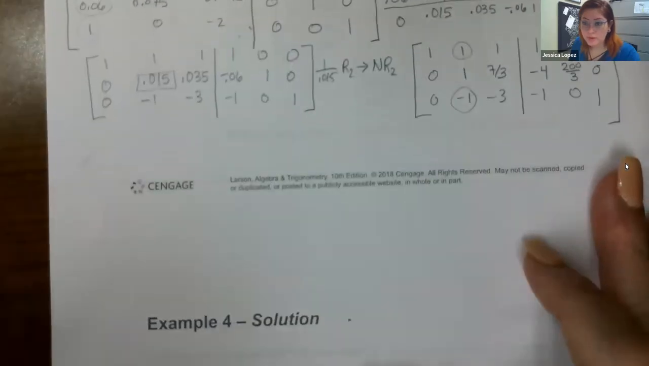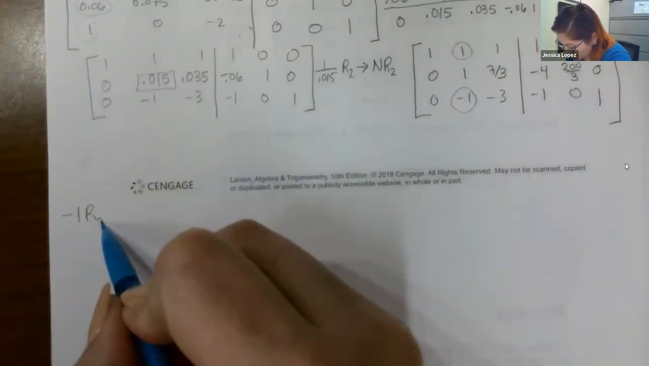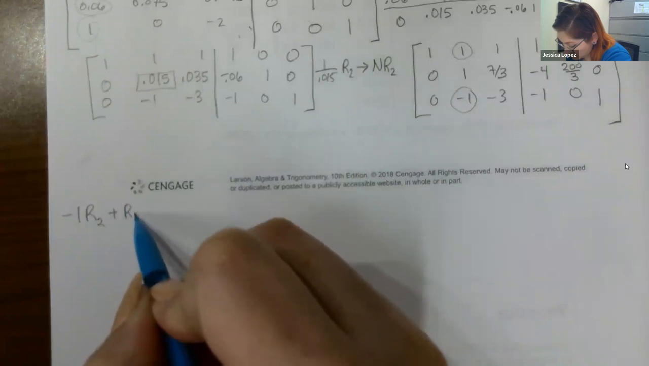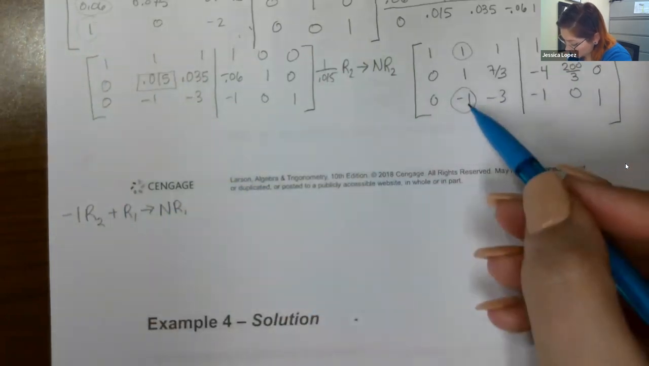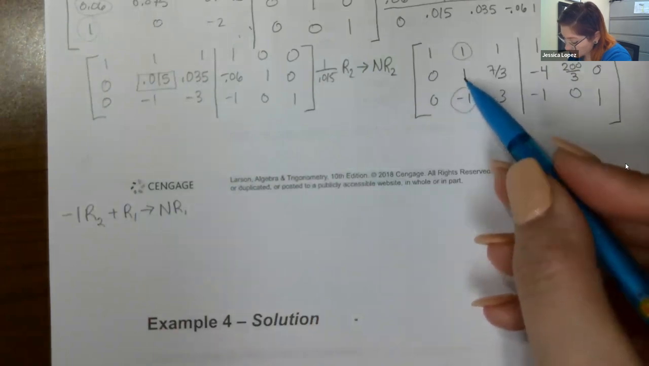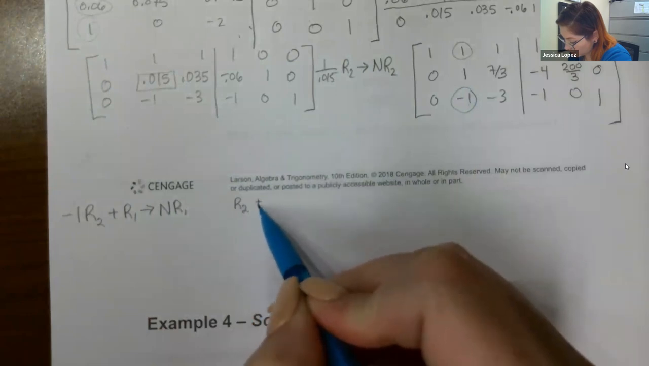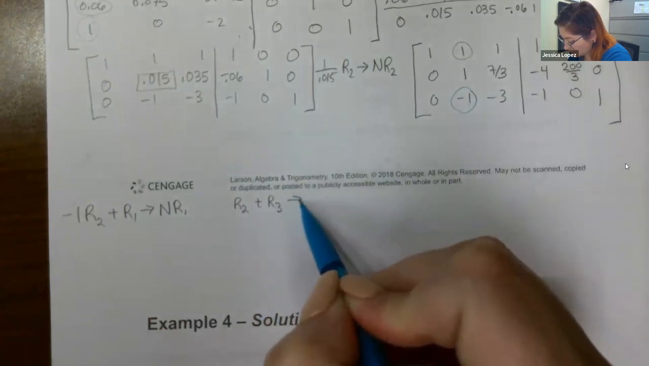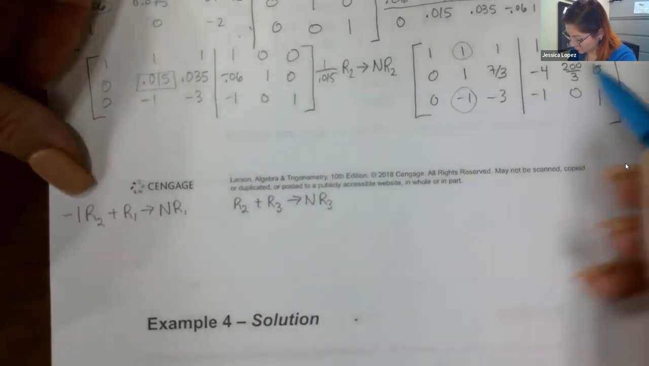So I'm going to write negative 1 times the row with the leading 1, so times row 2, plus row 1 to give me my new row 1 with the 0 there. For the bottom, I need a positive 1, and this is already a positive 1. So it's just going to be row 2 the way it is, plus row 3 to give me my 0 in row 3.